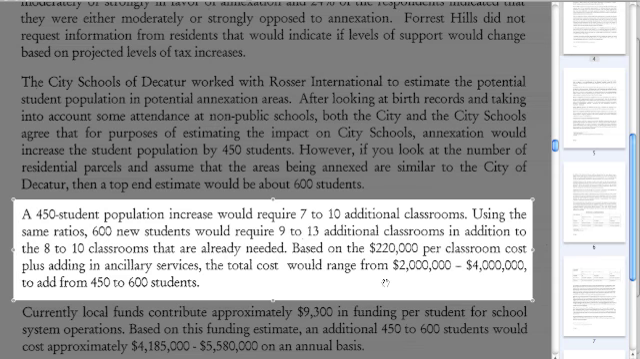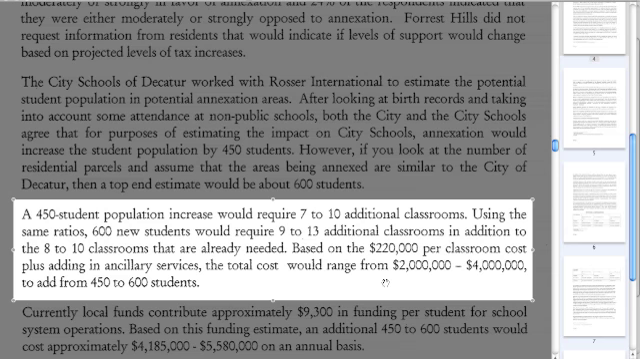All right, let's read here. A 450 student population increase would require 7 to 10 additional classrooms. Using the same ratios, 600 new students would require 9 to 13 additional classrooms, in addition to the 8 to 10 classrooms that are already needed. This is based on $220,000 per classroom. That's a capital expense cost, comes from the city schools, plus ancillary services. Not sure really how that's calculated, but it's roughly about 50% over the $220,000, and they come up with a range of $2 to $4 million. Okay, but let's take a look at this.